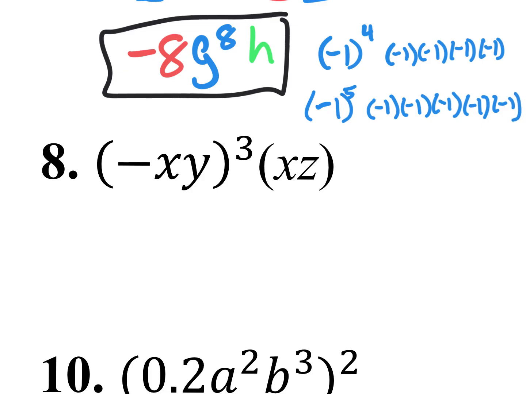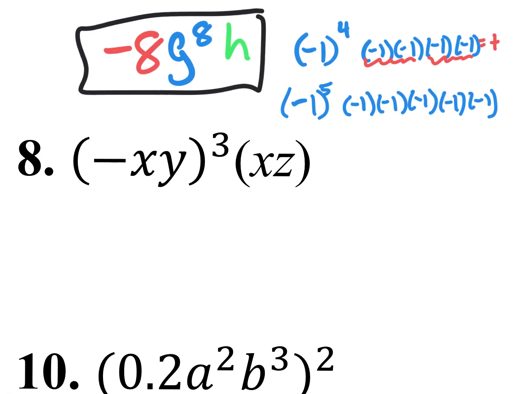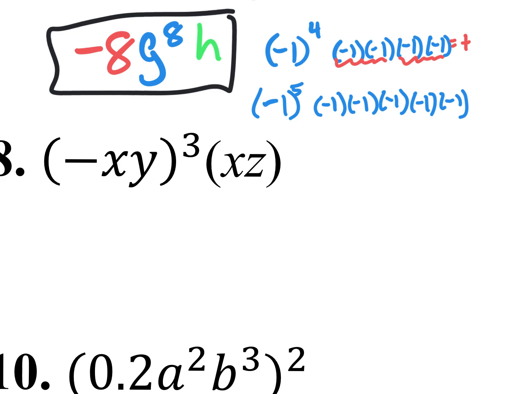Now, what's the difference here? When it's an even power, you're able to pair them up. Negative times a negative is a positive, negative times a negative is a positive, so your whole answer is going to be positive. When you have an odd power, well, negative times a negative is a positive, negative times a negative is a positive, but then you have an extra negative one, so your answer is going to be negative, okay?